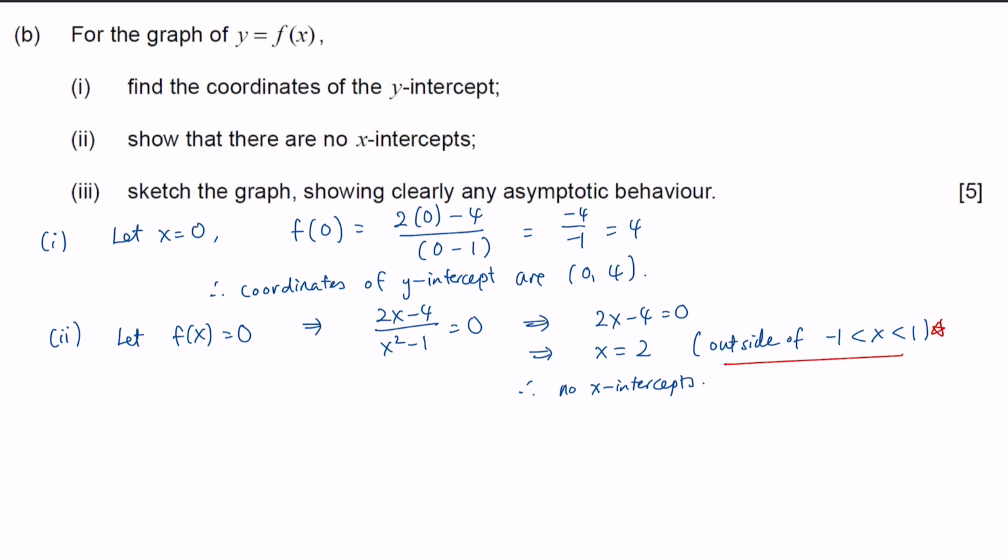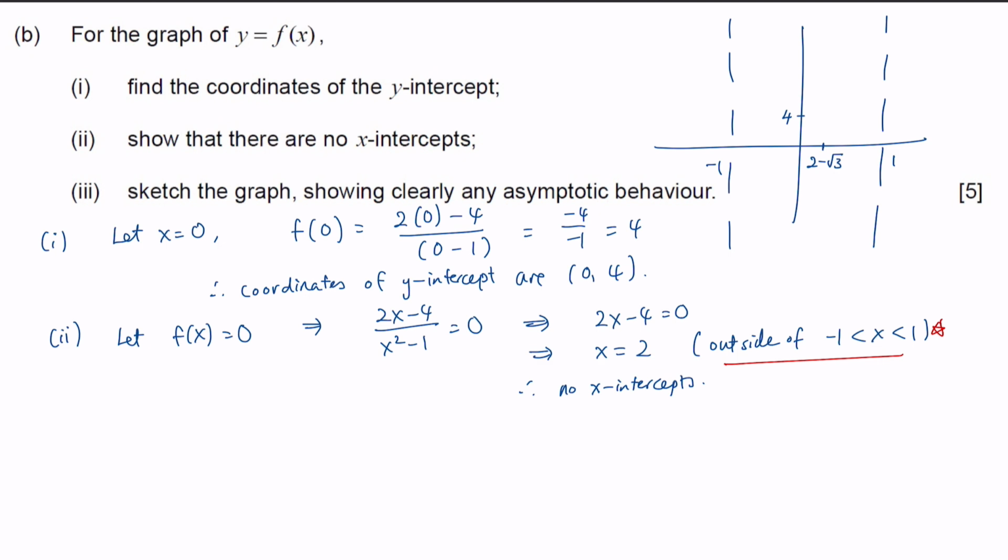Part 3, sketch the graph showing clearly any asymptotic behavior. So we can see that there are two vertical asymptotes, one at x equals minus 1 and one at x equals 1. We know that there is a y-intercept at 0, 4. We also know where the turning point is, and that is at 2 minus root 3. 2 minus root 3 is still positive, so it will be somewhere here.